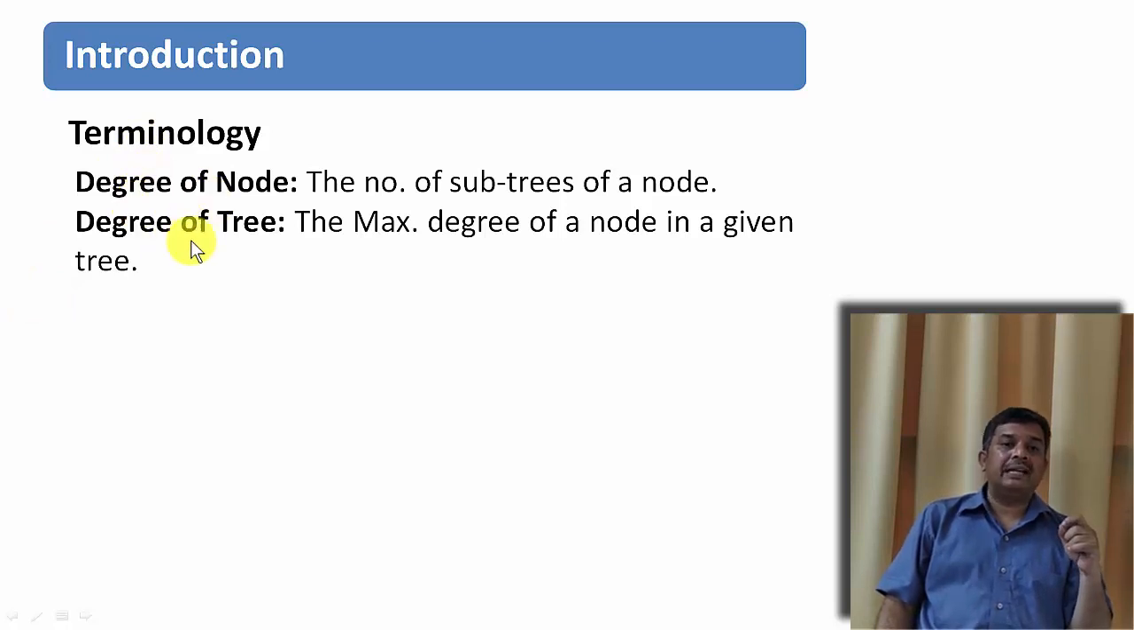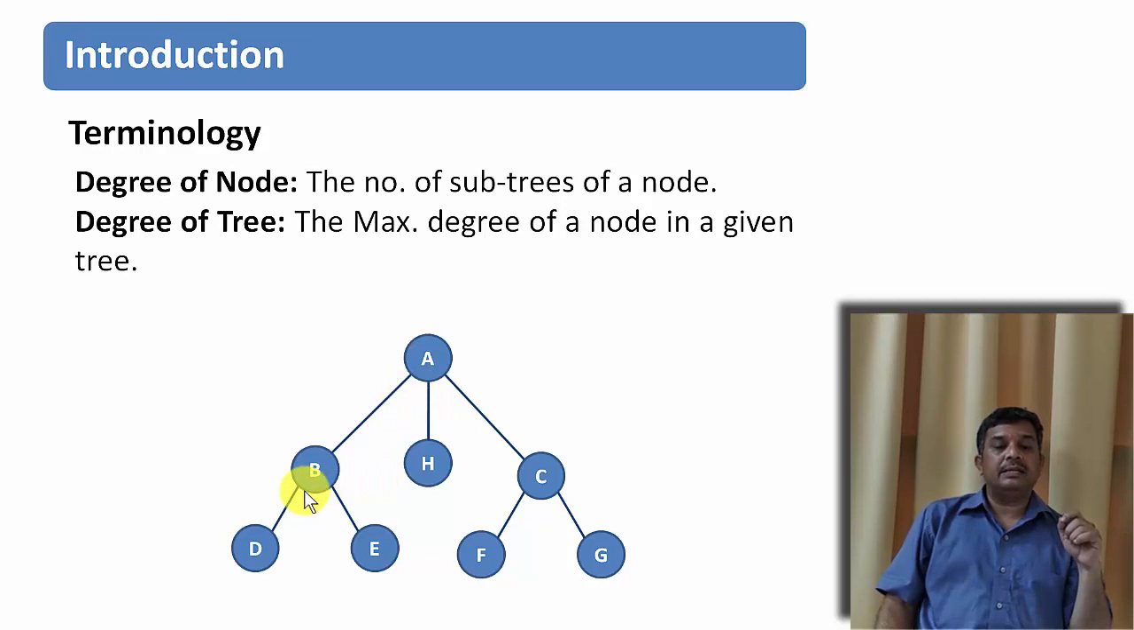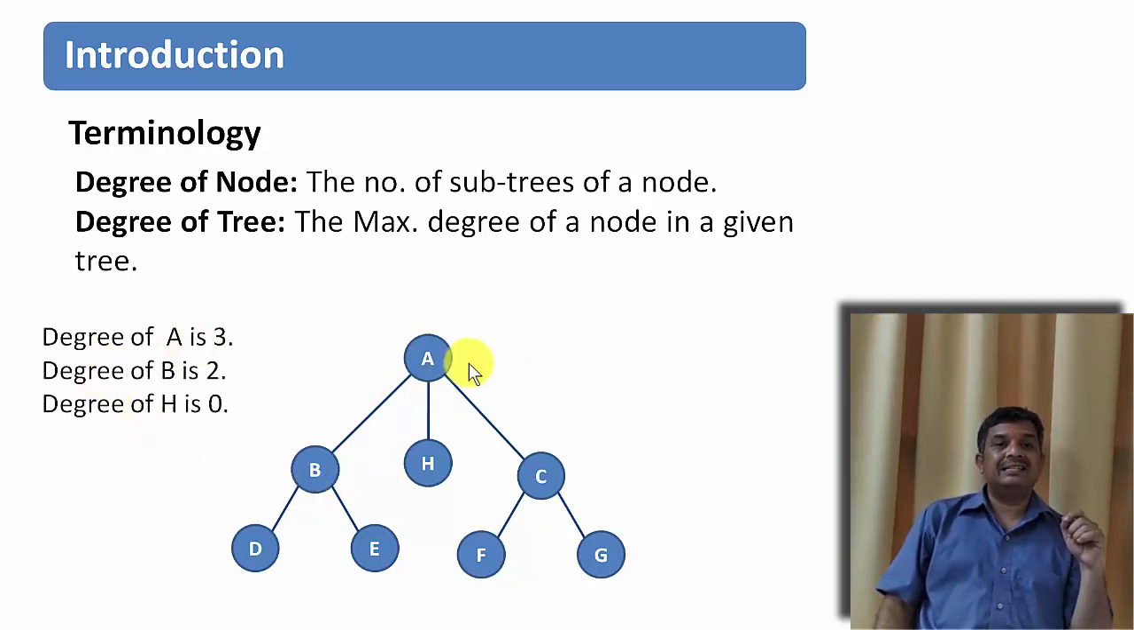Now, degree of a node and degree of a tree. The number of subtrees of a node, I'll say is the degree of a node. And the maximum degree of a node in a given tree, I'll say is the degree of a tree. For example, here you can see the degree of A is 3 because there are 3 subtrees coming out of A. Degree of B is 2 because there are 2 subtrees coming out of B. And degree of H is 0. There is no subtree connected to H. Similarly, degree of the tree is 3. Why? Because the maximum degree of any node is 3.